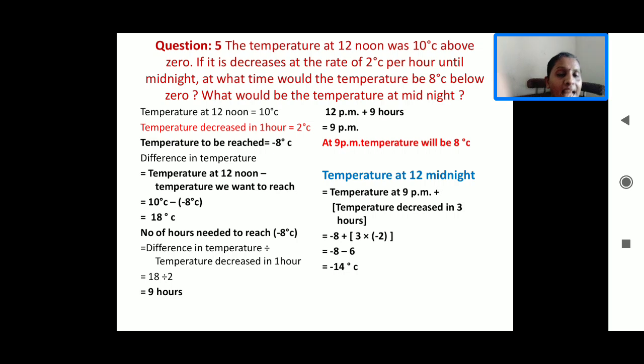So, temperature at 9 p.m. plus, in the bracket, the temperature decrease in 3 hours. So, minus 8 plus, in the bracket, 3 into minus 2. As we know, first we simplify the terms in the bracket. So, 3 into minus 2 will be minus 6. So, minus 8 minus 6 is equal to minus 14 degrees centigrade. So, at 12 o'clock midnight we will reach a temperature of minus 14 degrees centigrade.